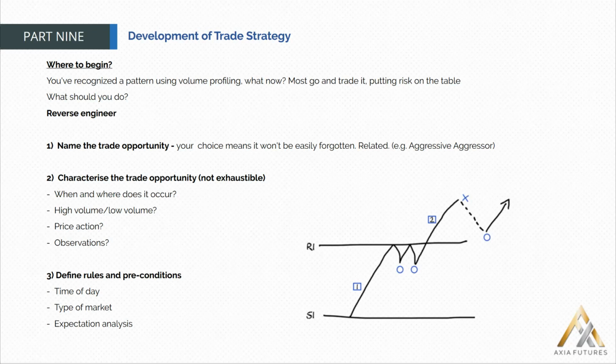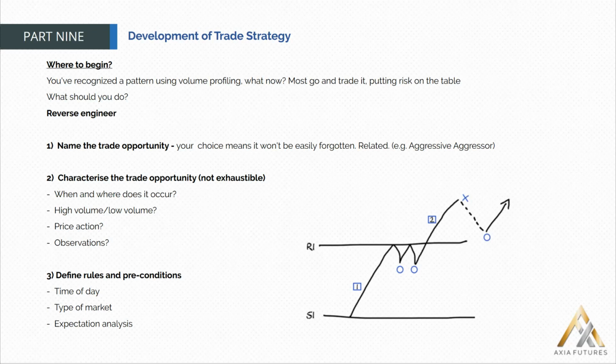Then, you want to define the rules and preconditions for taking on the strategy. So firstly, what time of day do you execute this? What type of market are you executing this in? And what is your expectation analysis? Now, an expectation analysis is particularly important. So what is it? In simple terms, it's what you would expect to see. So let's take a basic example of a breakout trade. Now, in a breakout trade, we expect to see a pickup in volume, a pickup in the volatility, and a little bit of initiation from either the buyers or sellers. So a little bit more one-sided trade as opposed to two-way trade.